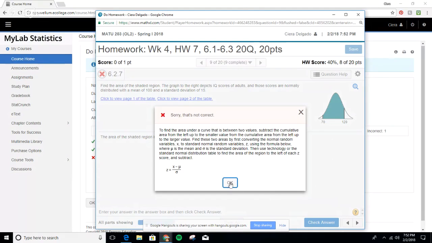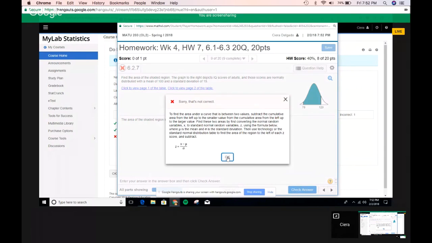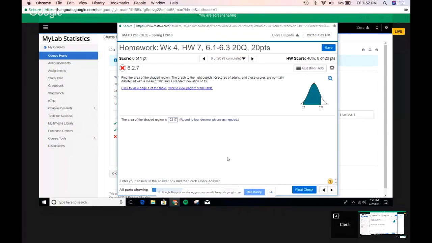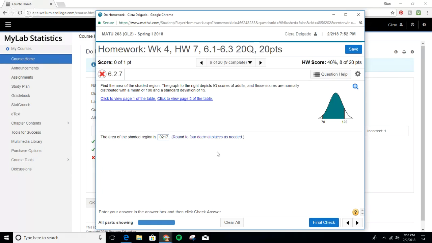Nope. Okay, so to find the area of the curve between two values. Let's go back and see if we can figure out 0.07. Right. Okay, wait a minute. This is the final check.